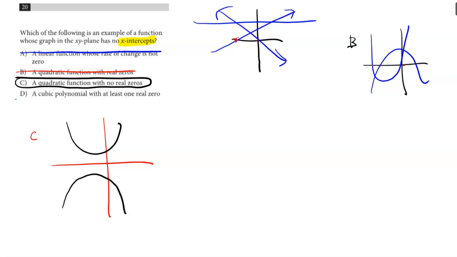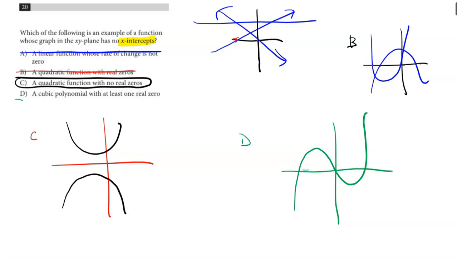Let's just look at D, a cubic polynomial with at least one real zero. That's going to be something like this. This one actually has 3. But the key idea here is that zeros are x-intercepts. So if you have no x-intercepts, you want to have no real zeros.